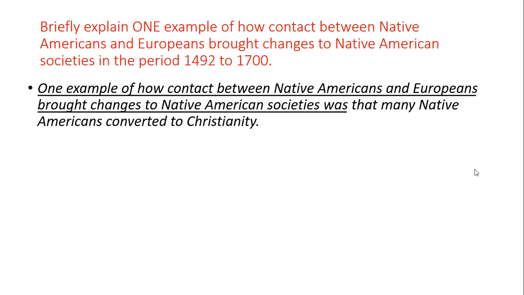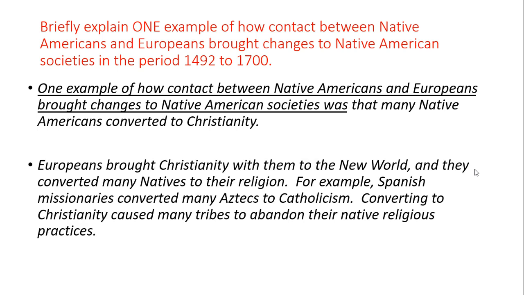So what would that look like? It would look maybe something like this, right to the point. Europeans brought Christianity with them to the New World, and they converted many natives to their religion. Then it's able to follow up with an example. When we talk about how to write the response to this type of short answer, the straightforward type, I will show you that giving an example, some specific historical evidence of what you're trying to say, is key, but that'll be in another video.